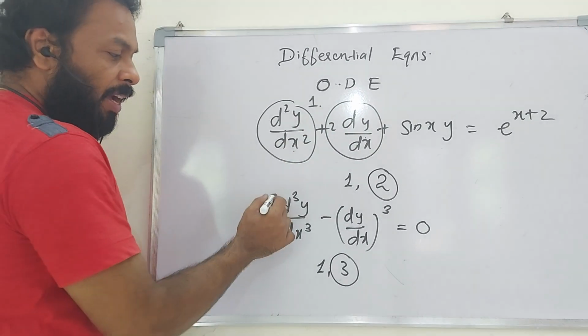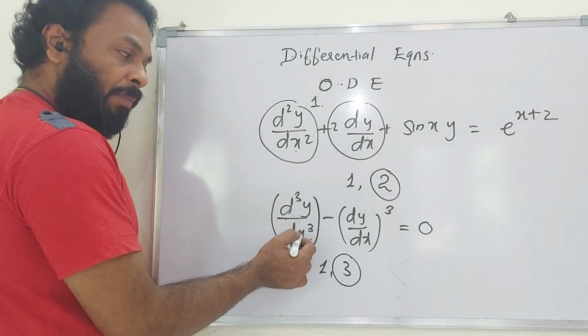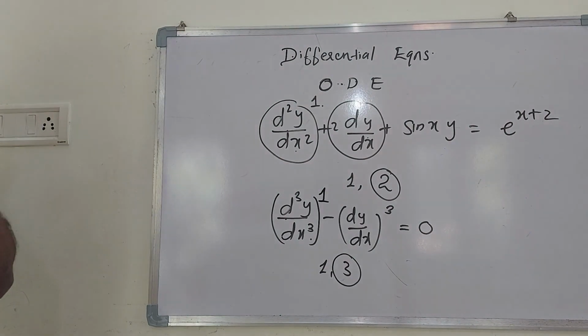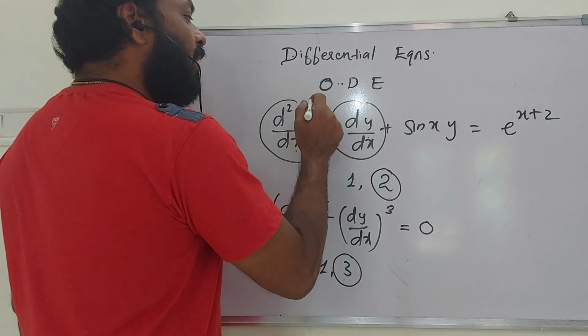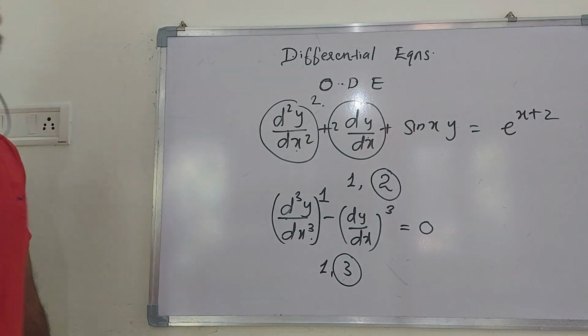Consider d cube y by dx cube. It's a third order equation, the maximum order is 3, and its degree is also 1. So it is a first degree equation. If we consider this as d square y by dx square the whole square, then its degree is 2.